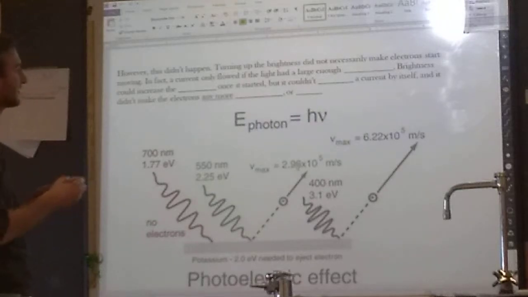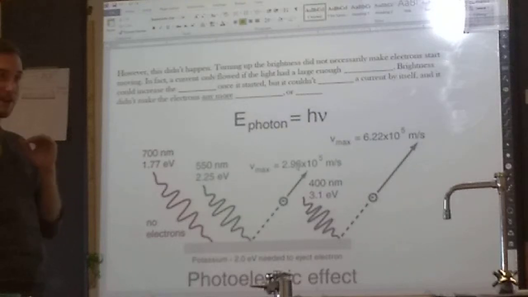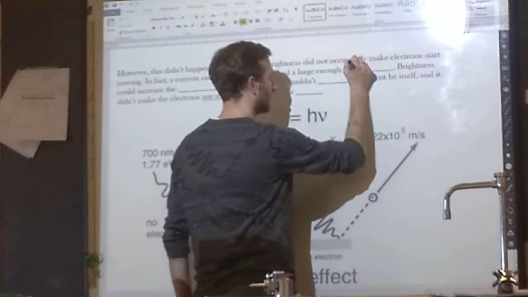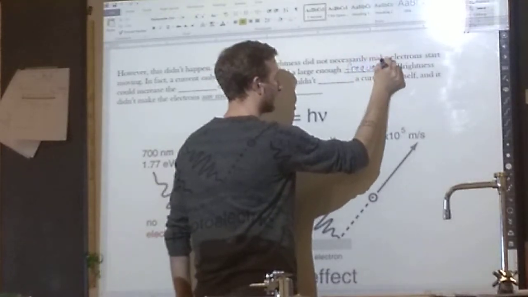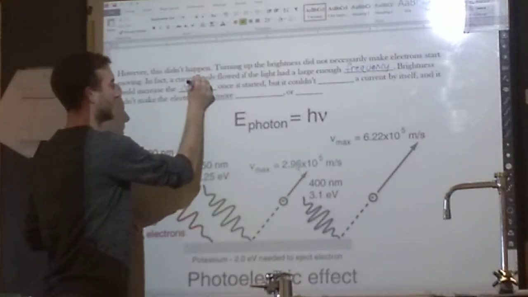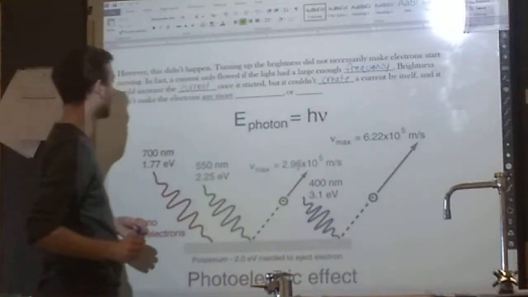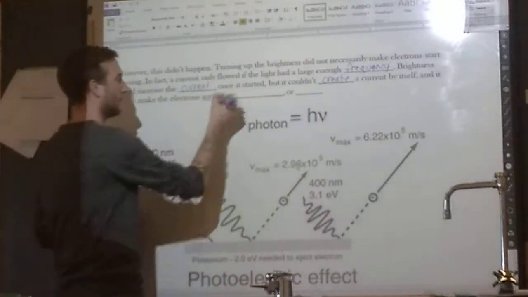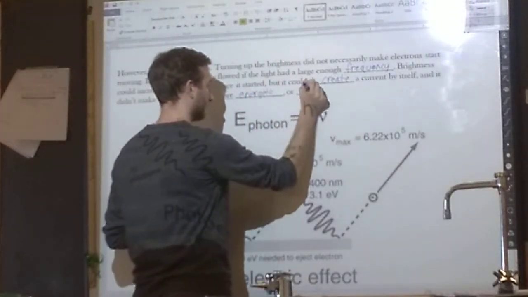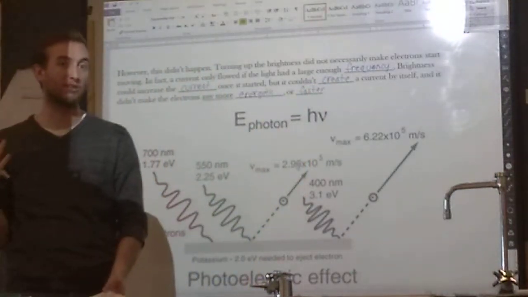Turning up the brightness did not necessarily make electrons start moving, and that was another thing. In fact, just turning up the brightness did not make a current flow. Current only flowed if the light had a large enough frequency. It was very curious. The brightness could increase the current once it started, but it couldn't create a current all by itself. And it didn't make the electrons any more energetic, which basically boils down to it didn't make them move any faster.